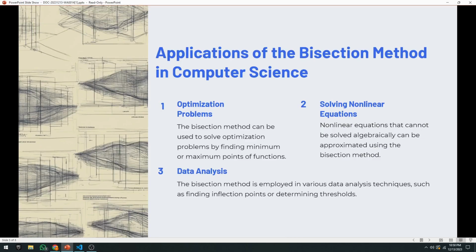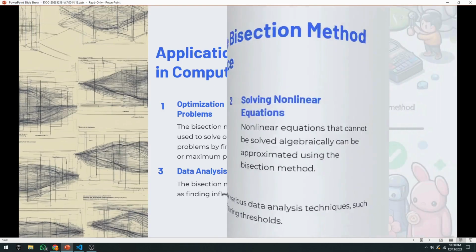Now, Yahya will conclude the topic and the presentation. Over to you, Yahya.